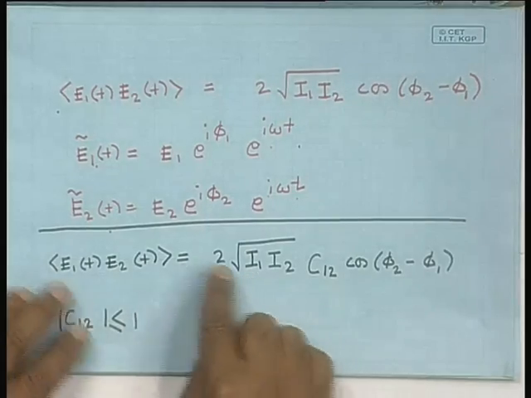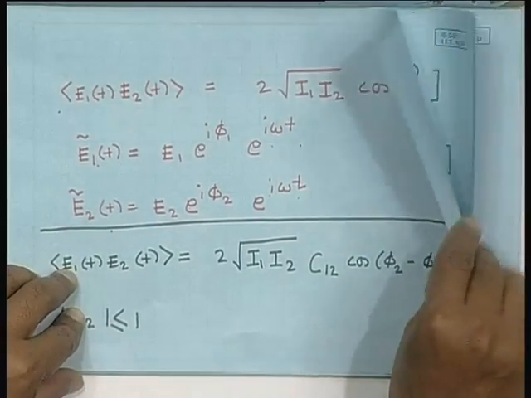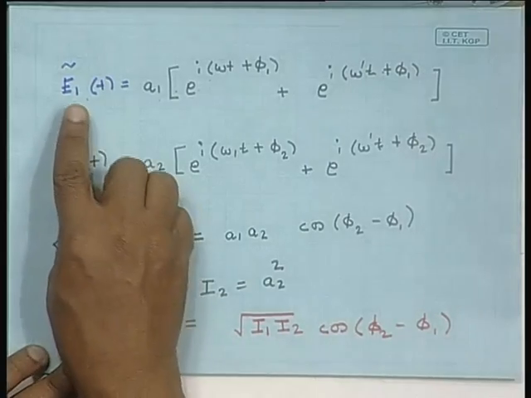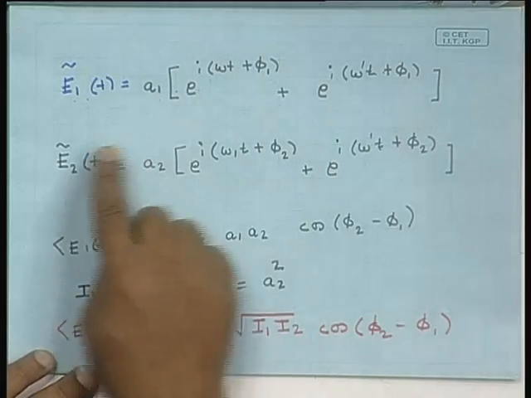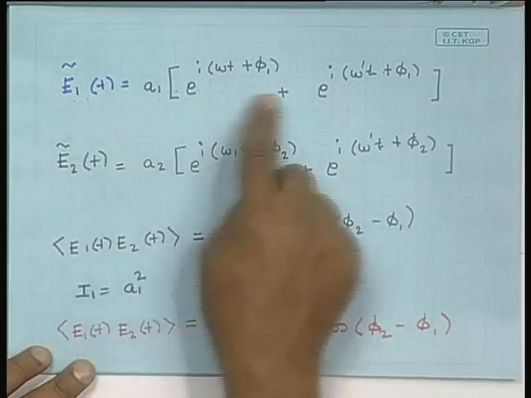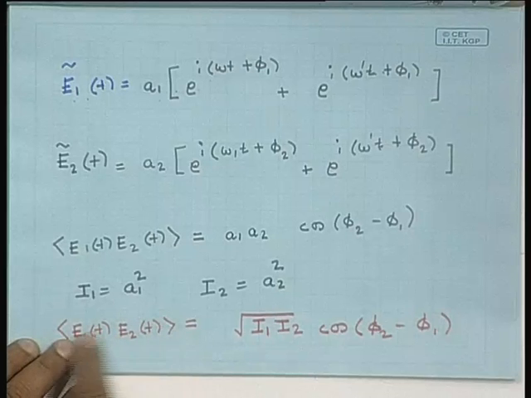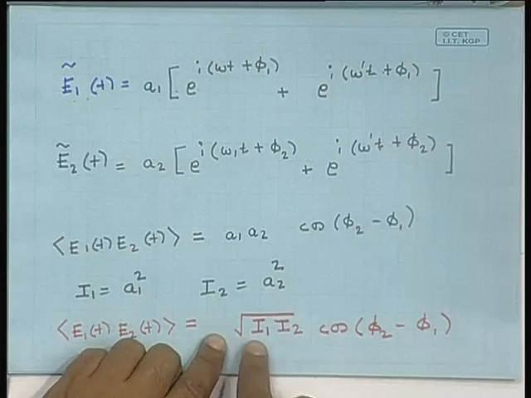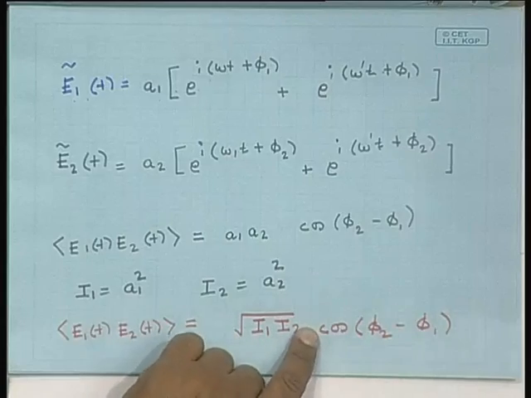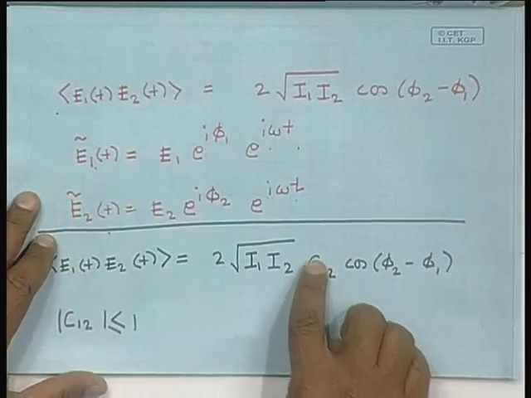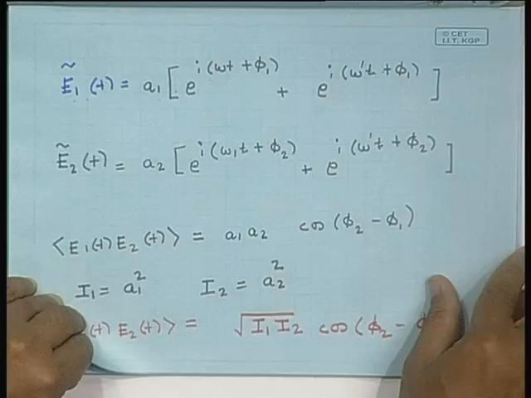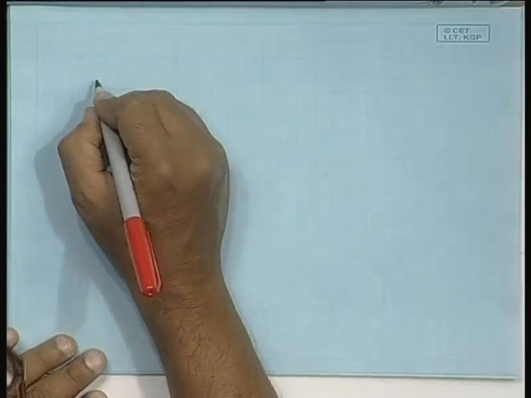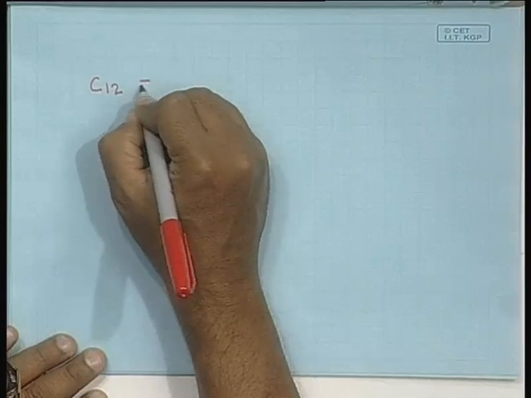So, we have to compare this expression with what we have just calculated in the situation where the wave is not monochromatic, but has two frequency components. And when both E1 and E2 have two different frequency components, we found that the time average of the product of E1 and E2 is square root of I1 I2 cos phi 2 minus phi 1. So, comparing this with the definition of the degree of coherence C12, we see that in this particular situation the degree of coherence C12 has a value half.